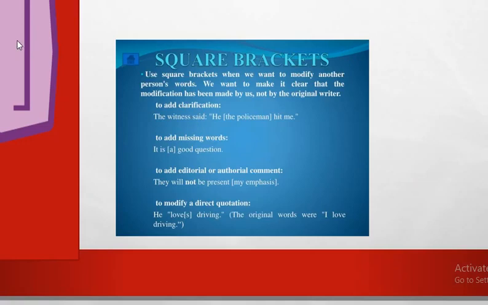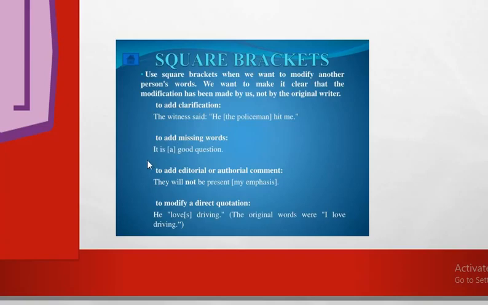Then another punctuation, square brackets. We use square brackets when we want to modify another person's words. We want to make it clear that the modification has been made by us, not by the original writer. To add clarification: the witness said, he [the policeman] hit me. He stands for the policeman. That is, the policeman hit me.